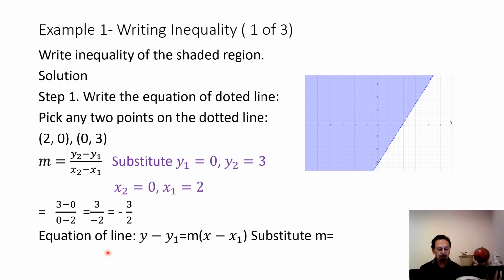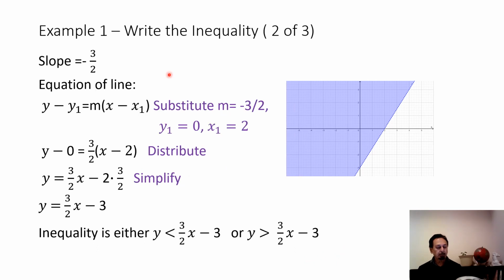Now we use the equation of a line in point-slope form, y minus y1 equals m times x minus x1. So we'll substitute the slope we just found, minus 3/2, and one of the points. We can pick this point, where y1 is 0 and x1 is 2. So we have y minus 0 equals minus 3/2 times x minus 2.